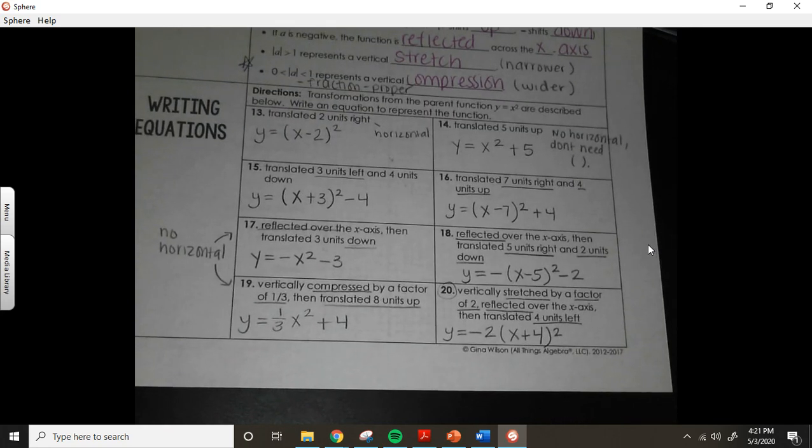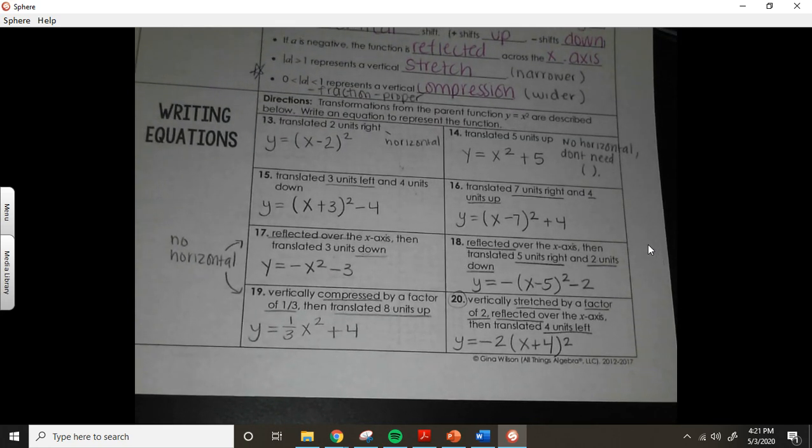I love doing this. I love transformations. They get better once you practice more, just like with anything I've ever told you. So that's that.